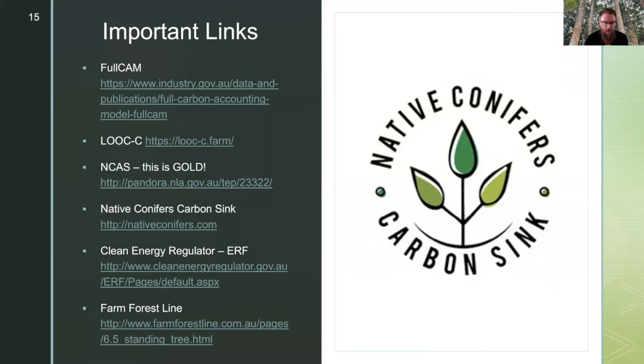So I highly recommend you go and have a look at that tool and have a play with it, because you'll see what different areas produce in terms of carbon.